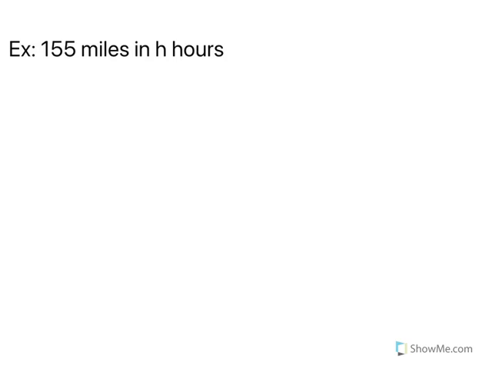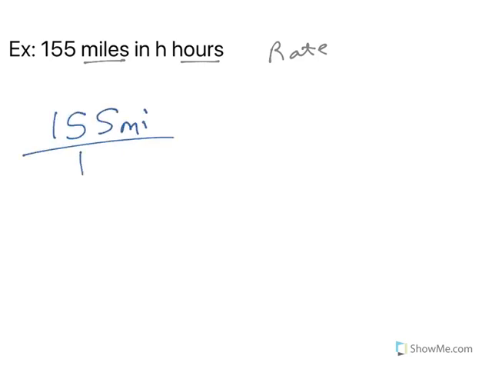155 miles in H hours. Again, let's look. Miles, hours. This is a rate because our units are different. So order matters. Whatever comes first, right? I've got 155 miles, H hours. Now, H is unidentified. I don't know the value of H, and therefore I can't simplify.